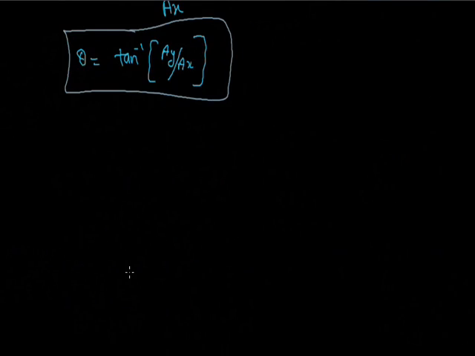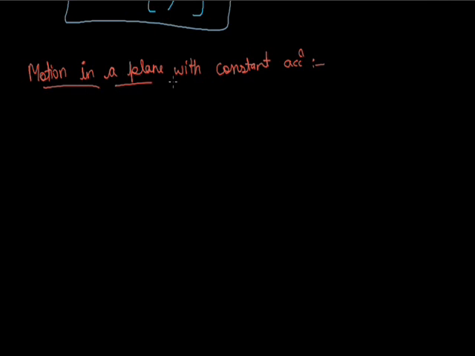Now our next topic is motion in a plane with constant acceleration. Let us suppose at t equals 0, our initial velocity is u and final velocity is v at time t.